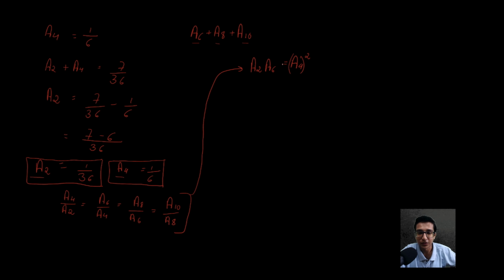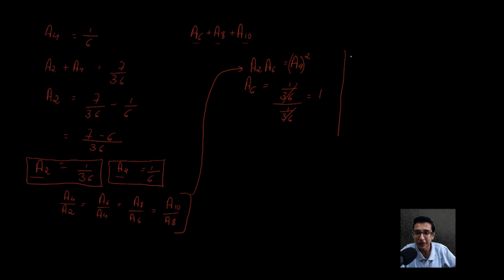A2 into A6 is equal to A4 square, and we know the value of A2 is 1 by 36 and the value of A4 is 1 by 6. So from here we can find out what A6 is. A4 square, (1 by 6) whole square, divided by 1 by 36, which makes it 1.